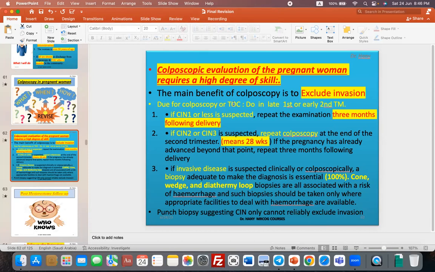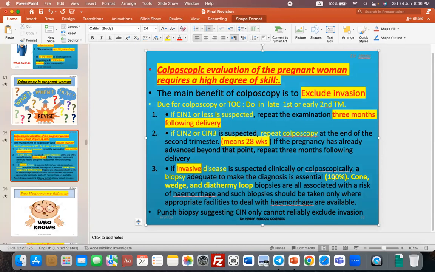When I do the colposcopy, if the test of cure is due at 6 months after treatment before pregnancy, I will do it in the late first, early second trimester, at 12 to 13 weeks. If I find CIN1, I will kick her out until 3 months after pregnancy. For CIN2 or 3 or CGIN, I will repeat colposcopy at 28 weeks to rule out invasion. If any invasion is found, then treatment. Is it clear why I am doing colposcopy in pregnancy?